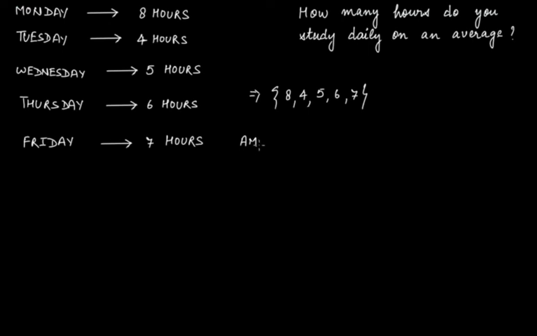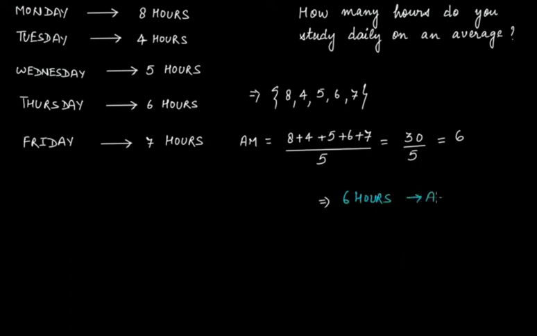Okay. So in this case, we have arithmetic mean. And if we calculate this, then that will be 8 plus 4 plus 5 plus 6 plus 7 divided by 1, 2, 3, 4, and 5 values. This will give you 8 plus 4 is 12, plus 5 is 17, plus 6 is 23, plus 7 is 30, divided by 5, and that is 6. That is 6 hours. 6 hours is your arithmetic mean, that is, it is average. That gives average studying hours.